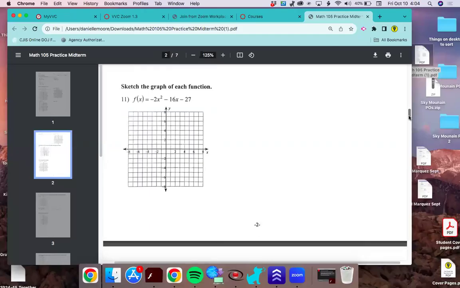Okay, number 11. Let's get the graph of the function. If I saw that, probably I would just, okay, something like this. There's different ways of doing it, really. Since it's quadratic and it's in standard form, okay, here's a couple of things that come to mind.